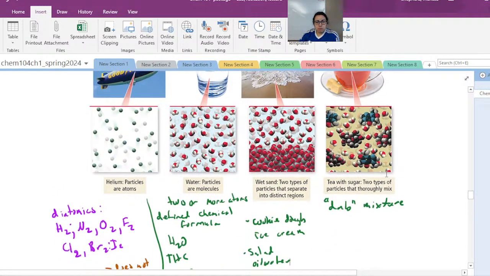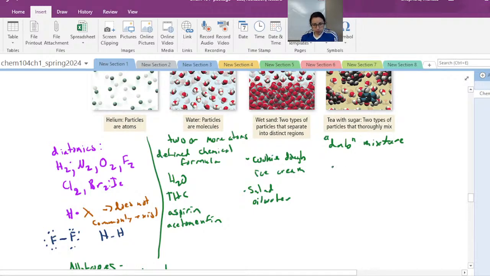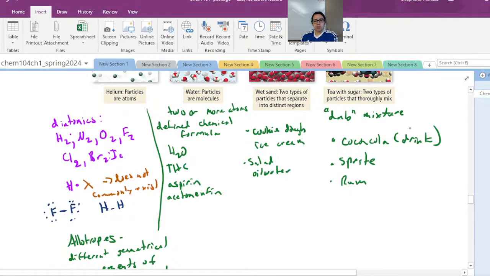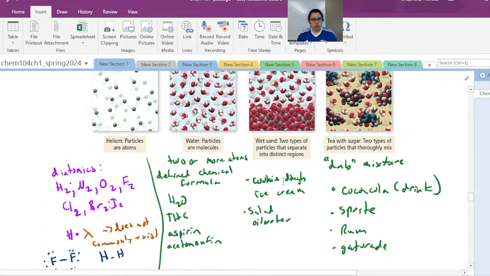And then anything homogeneous I would also put under there. They did tea, but any sort of drinks like Coca-Cola, the drink, so not cocaine. Important distinction in this class. Yeah, so rum, any of those homogeneous mixtures, Gatorade.